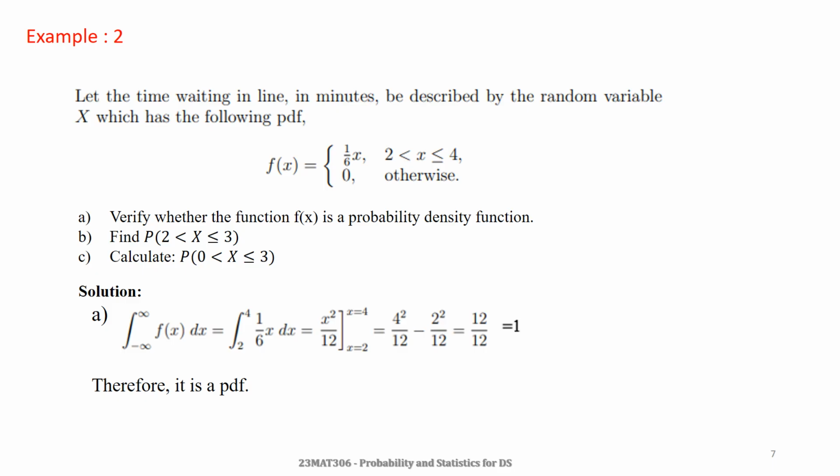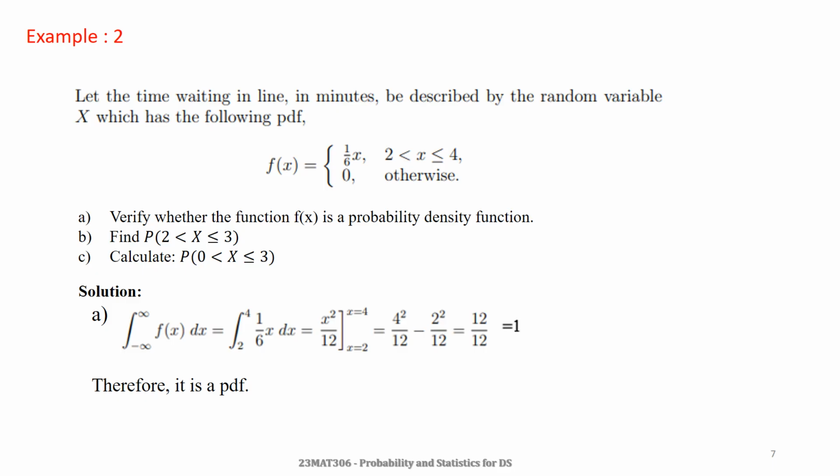The next one, we have to find the value of the probability of 2 less than x less than or equal to 3, and to calculate the value of P of 0 less than x less than or equal to 3. So once we find the second one, the third one can be calculated very easily, right? So in this example we are given a function and we need to check whether it is a probability density function. So a PDF is used to describe probabilities for continuous variables.